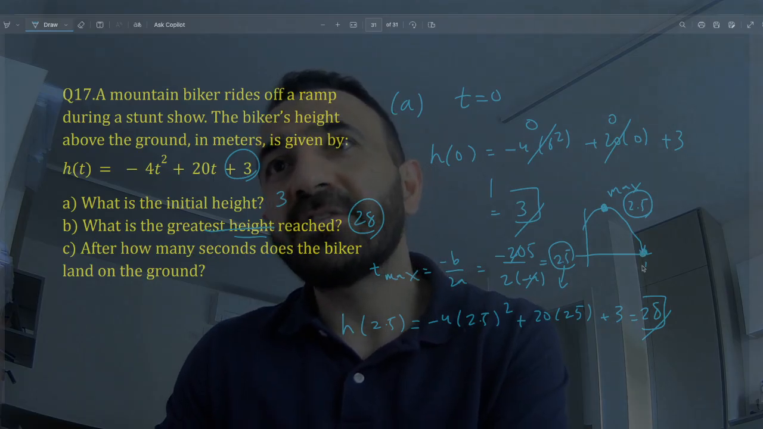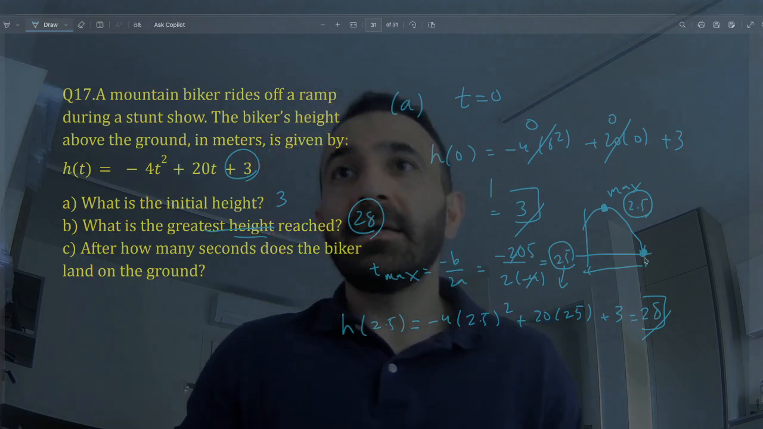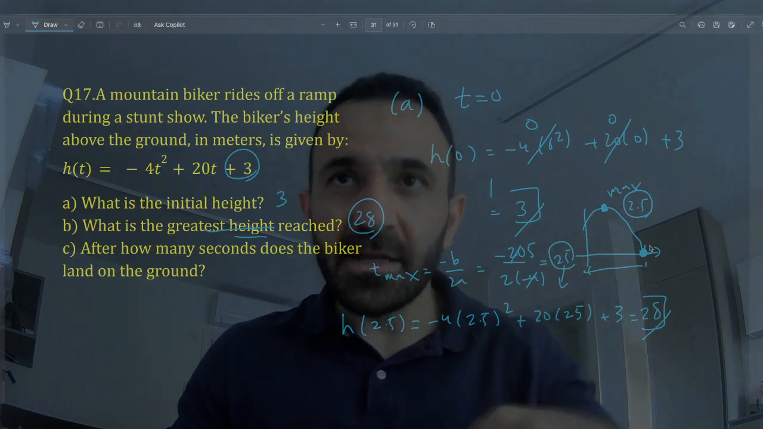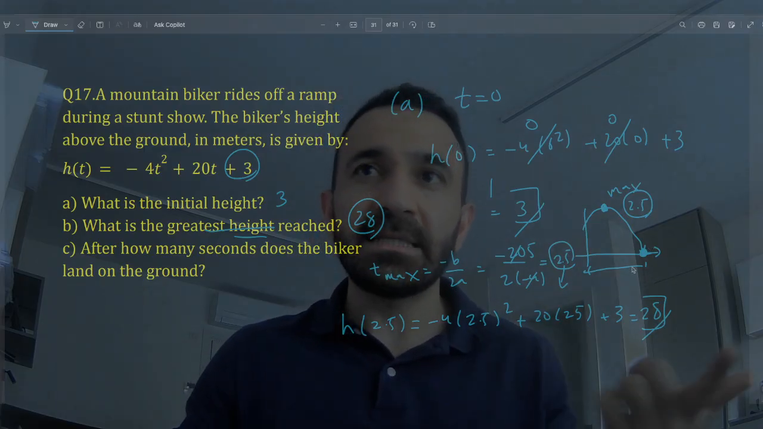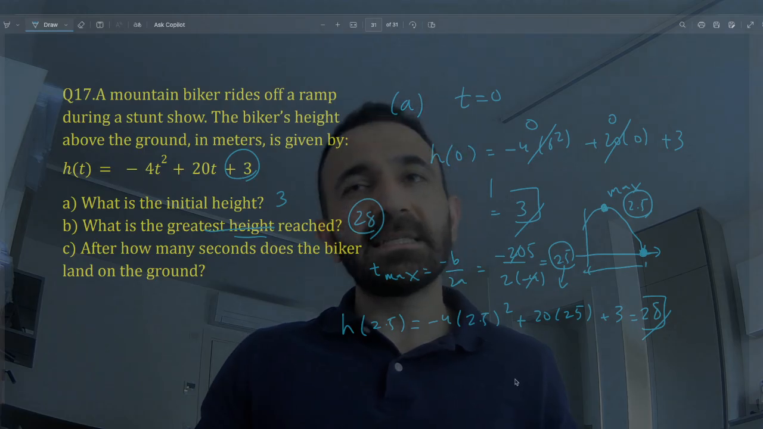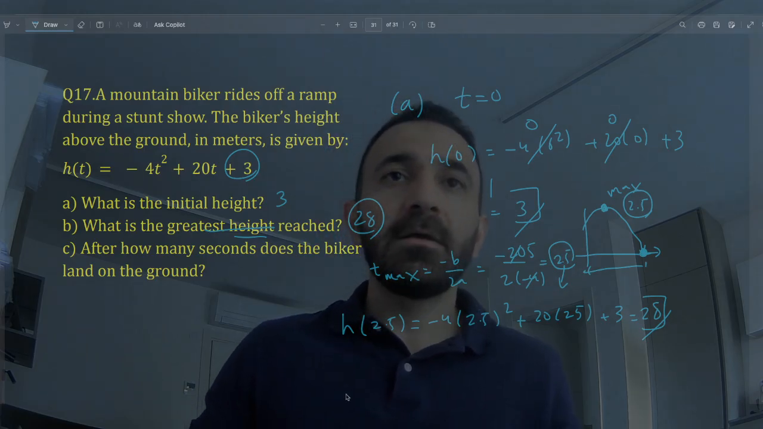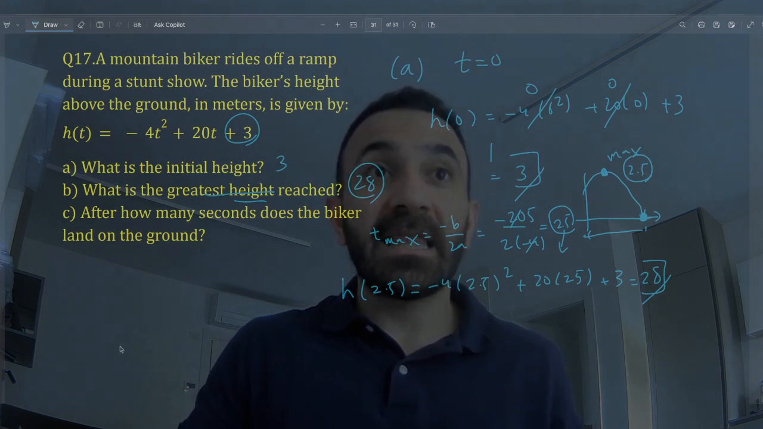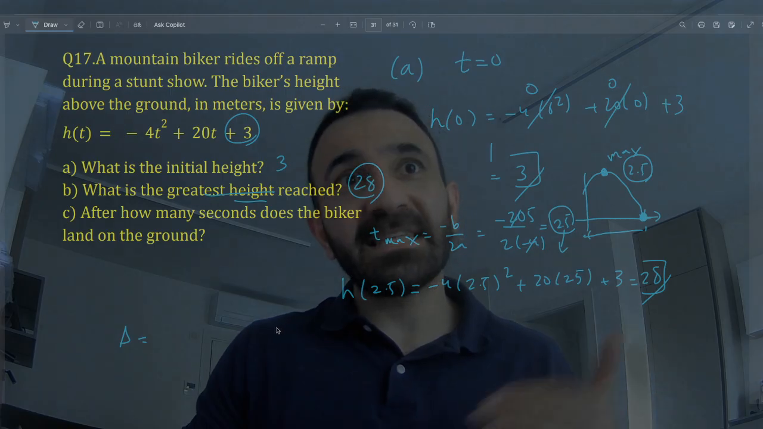We're going to find this value here, okay? What does it mean? Because at this point here, I'm hitting the ground. So how many seconds does it take? We're going to find the x-intercepts, okay? How can we do that? We're going to find delta, because I'm going to find the x-intercept.